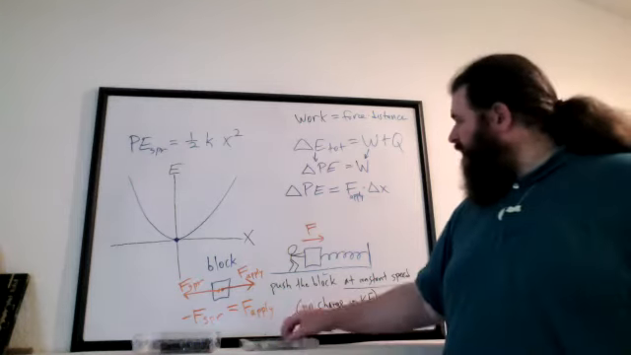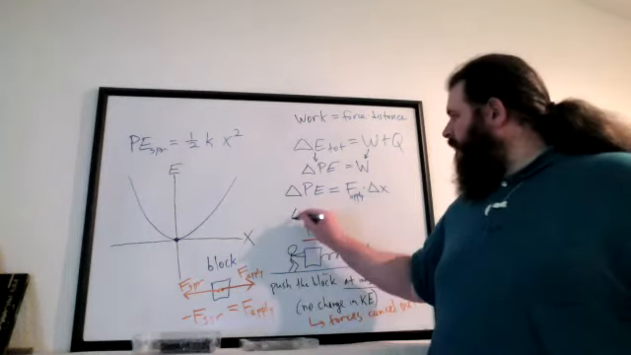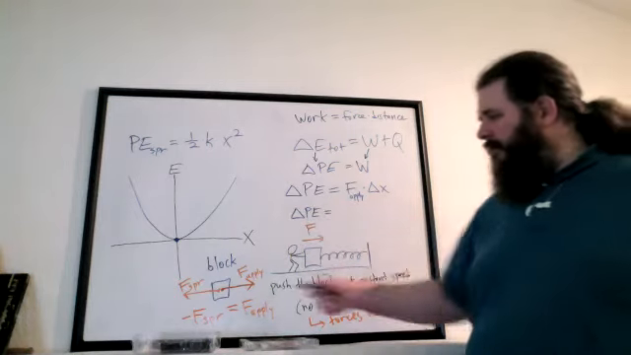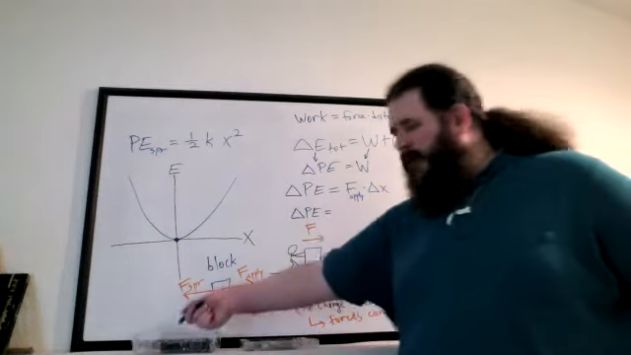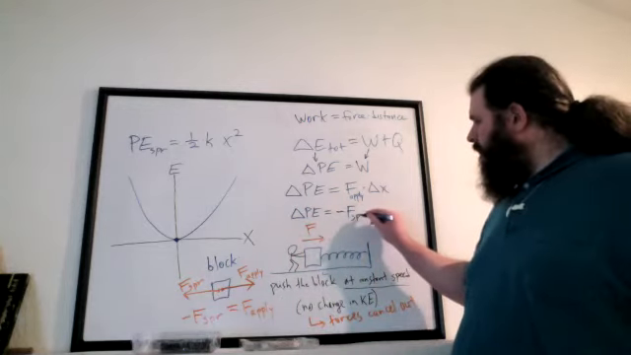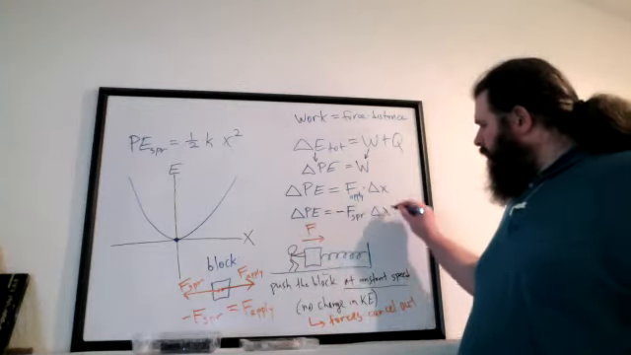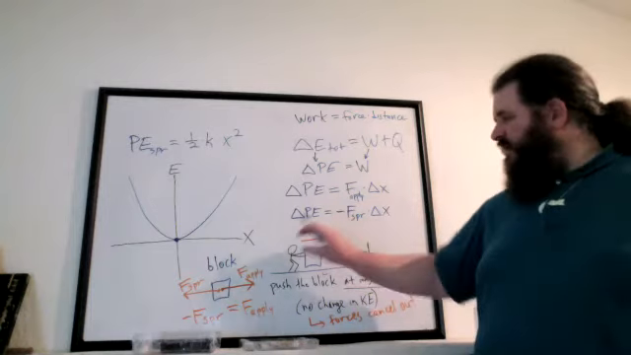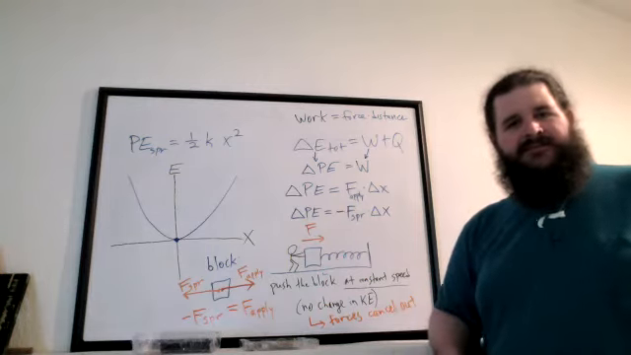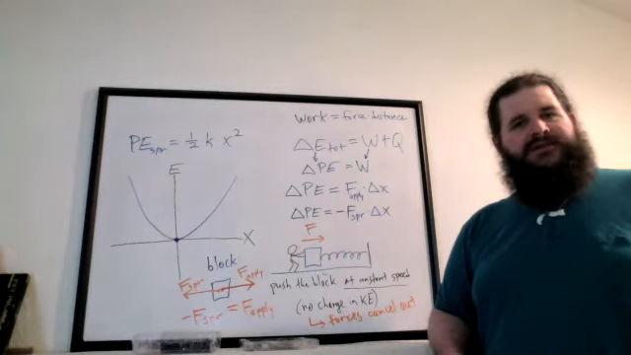which means we can make a substitution. Change in potential energy equals, instead of writing applied force, we can write the opposite of the spring force. So the change in potential energy as this block moves is negative spring force times delta x. Any questions on that so far?